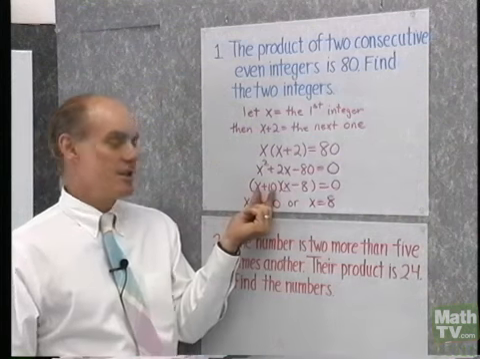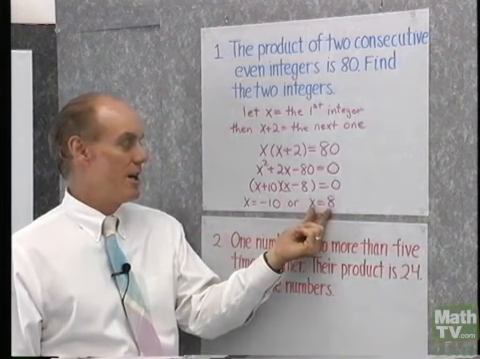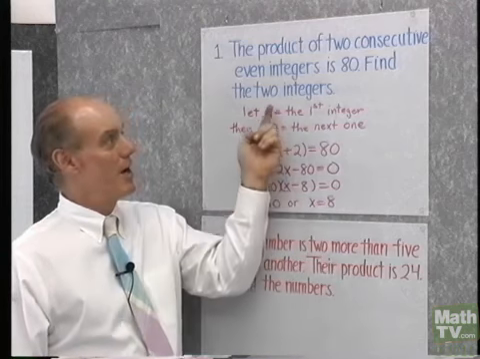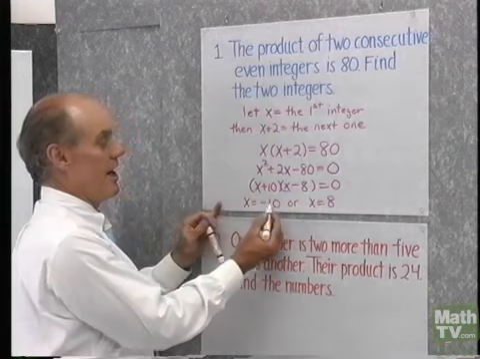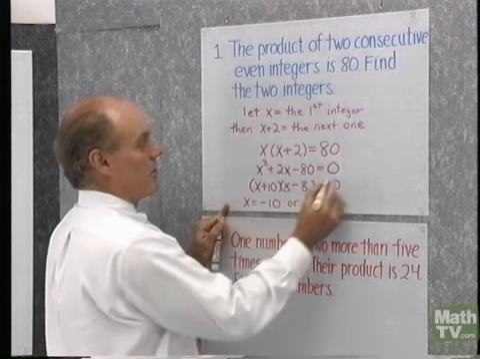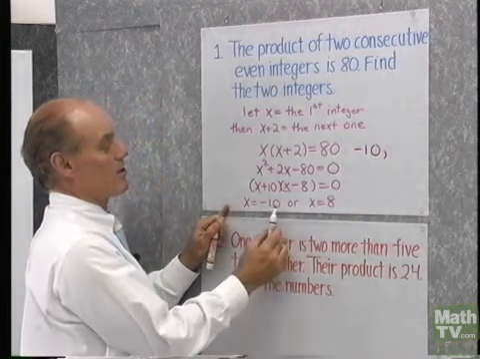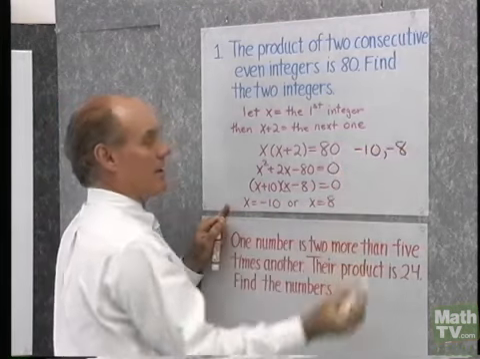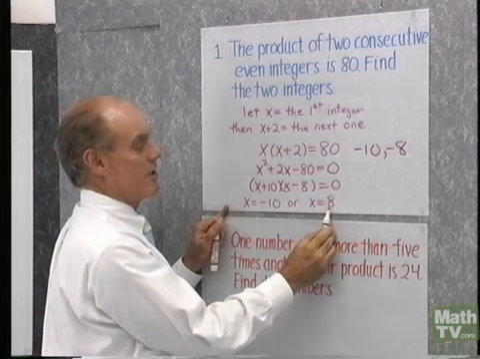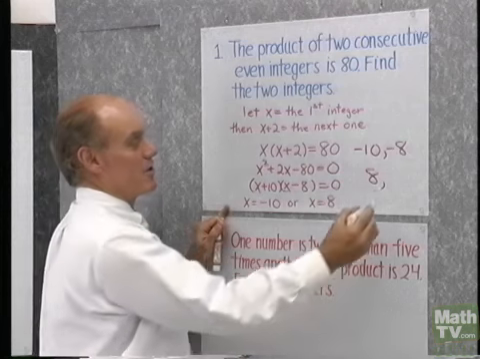When I set this factor equal to 0, I get x equal negative 10. When I set this factor equal to 0, I get x equal 8. Now, x equal negative 10 and x equal 8 are not the answers to this problem. The problem asks for two consecutive even integers. X is the first of the even integers. X plus 2 will be the second one. So if my first integer is negative 10, then the next consecutive integer after that is going to be negative 8, the number that I get when I add 2 to negative 10. If my first consecutive integer is 8, then the next consecutive even integer after that is going to be 10.